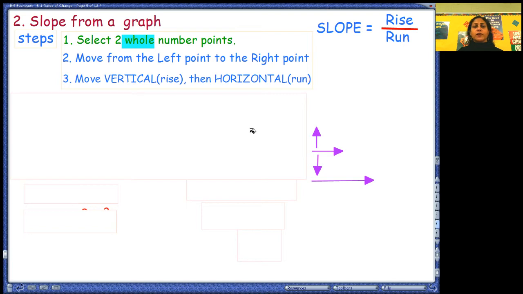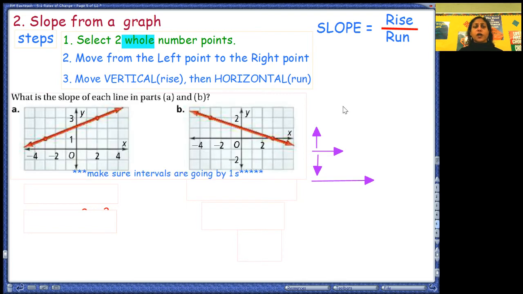So I am going to put up 2 graphs. Make sure you copy them. And when we are looking at these graphs, you want to make sure that the intervals are going by ones. So I am looking at A, and this is a whole number point, and on the right is another whole number point, and we're going to move from the left to the right.